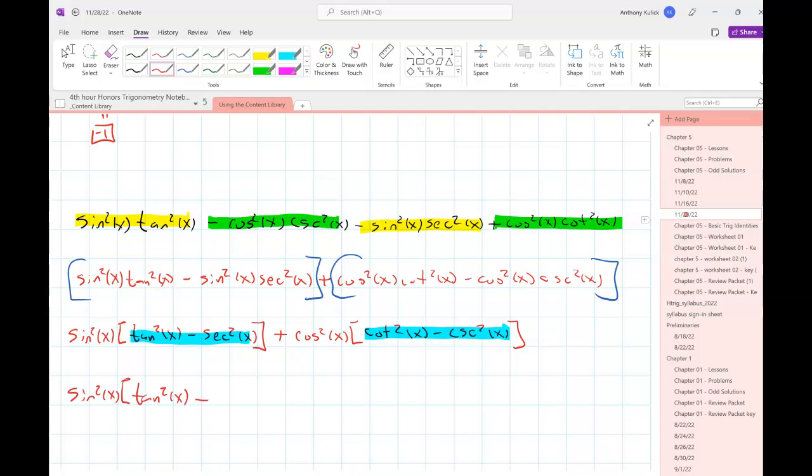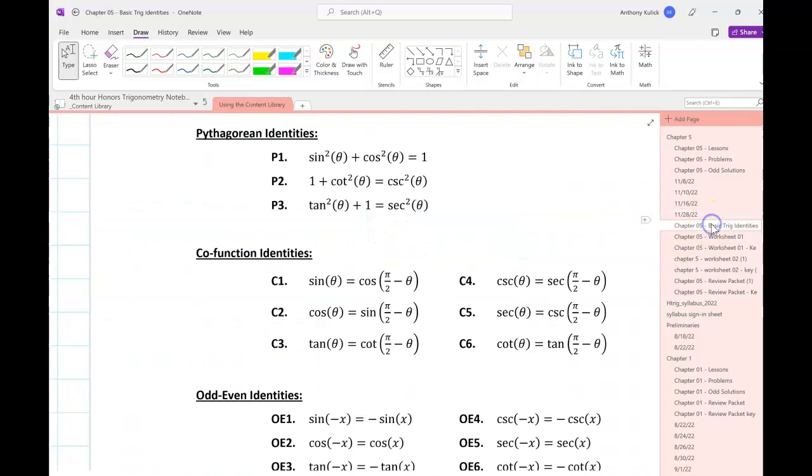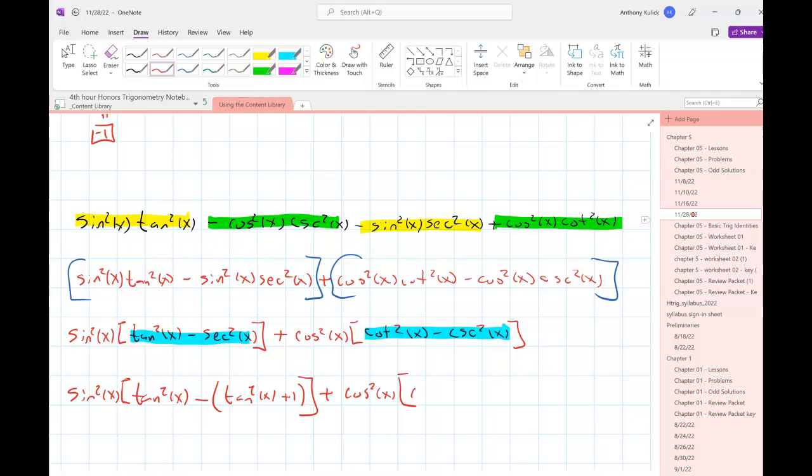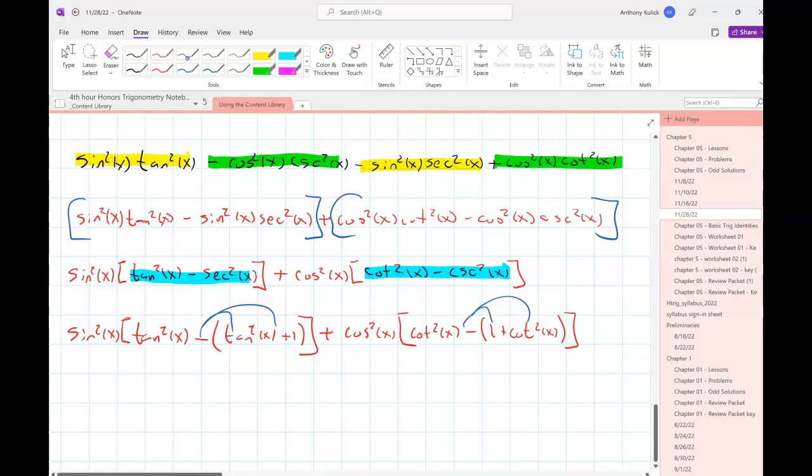And remember, since the secant is negative, I've got to make sure that that negative sign is applied to the entire thing I'm replacing it with. And if I go look here for something that relates cotangent squared to cosecant squared, that would be P2. Cosecant squared is 1 plus cotangent squared. And the same idea, since the cosecant squared is negative, I need to make sure that applies to the entire identity. Just distribute our negatives through.